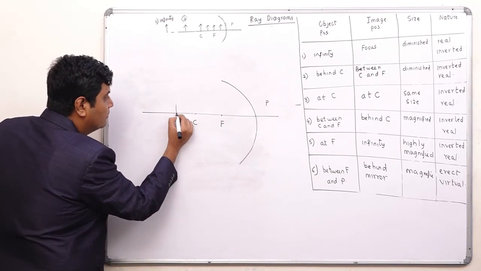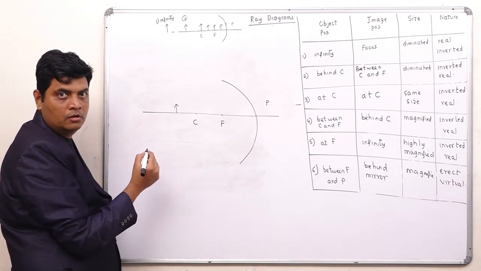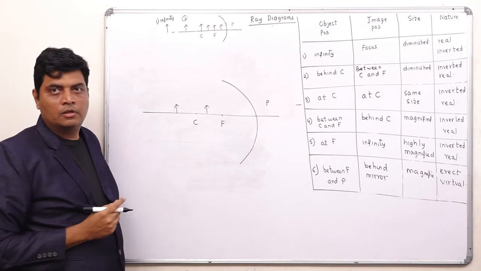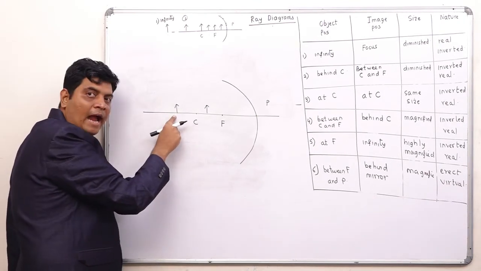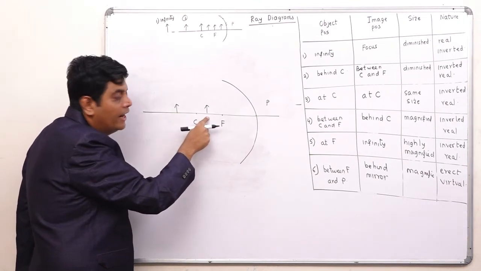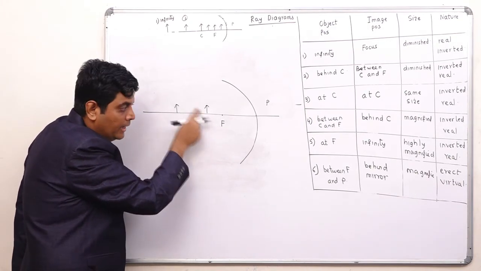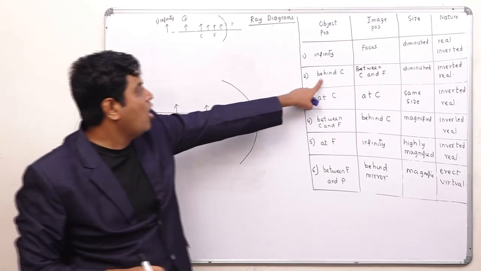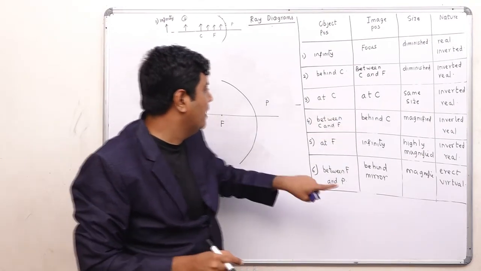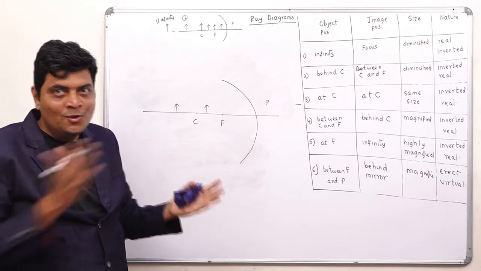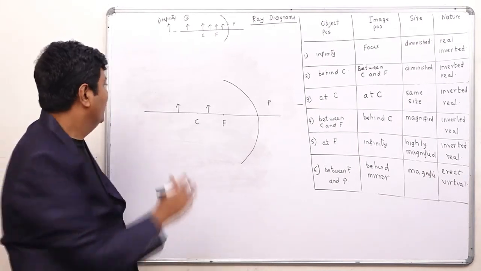If the object is behind C, the image will be between C and F. If the object is behind C, the image is ahead of C. If the object is ahead of C, the image will be behind C. If the object is between C and F, the image will be behind C. Understood? So we can remember it vice versa.